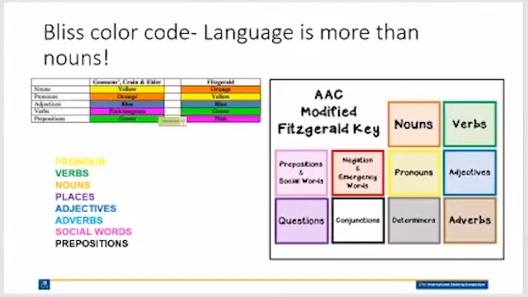So next we'd like to talk about the Fitzgerald code. The modified Fitzgerald key was created based on a system that was initiated through the Bliss symbolics, where they gave certain parts of speech color coding. We use that to remind communication partners that maybe we need more green words, right? More action words. We have lots of orange nouns. Let's pepper in some prepositions, right? It'll help us to do that.